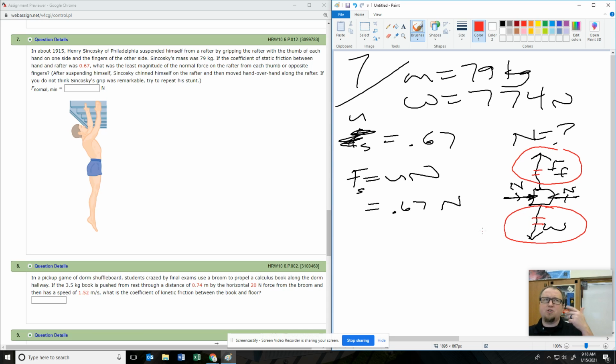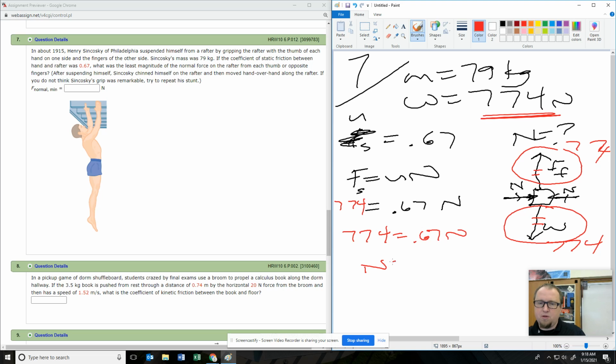Okay, he's got to have enough friction to support him. So if he's got 774 weight force, he's got to have 774 friction, or else he's going to fall off. Okay, so that means my friction force equals mg. But since we know what it is, we're just going to put it there. So we got 774 equals 0.67 times normal force. This is the normal force he needs.